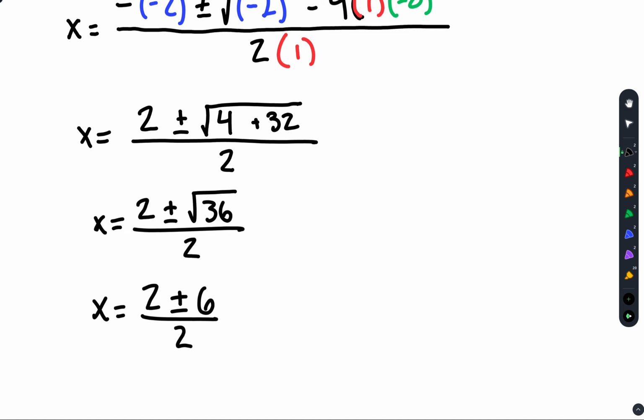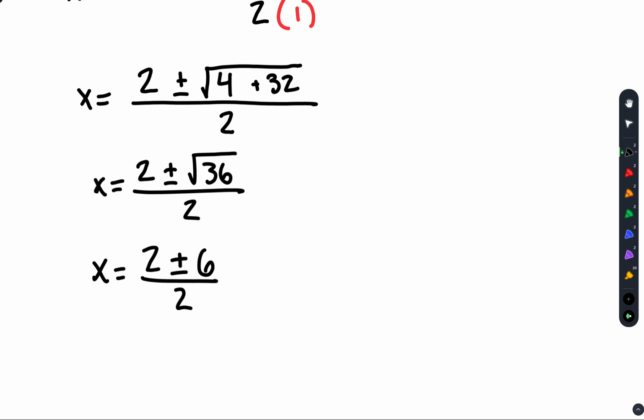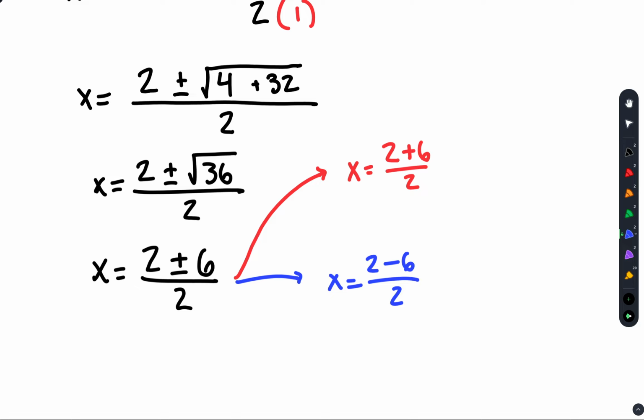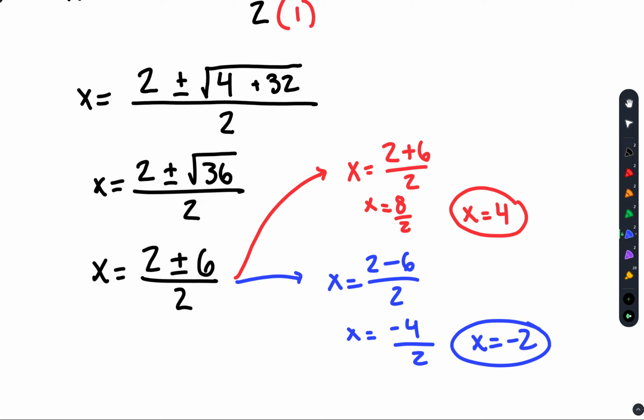From here, how do we think we get 2 answers? James. This plus or minus gives us 2 options. So you're going to split your problem into 2 different problems. I have x equals 2 plus 6 over 2, and your second option is x equals 2 minus 6 over 2. And then each one gets solved. So this is x equals 8 over 2, or x equals 4. This one is x equals negative 4 over 2, or x equals negative 2.